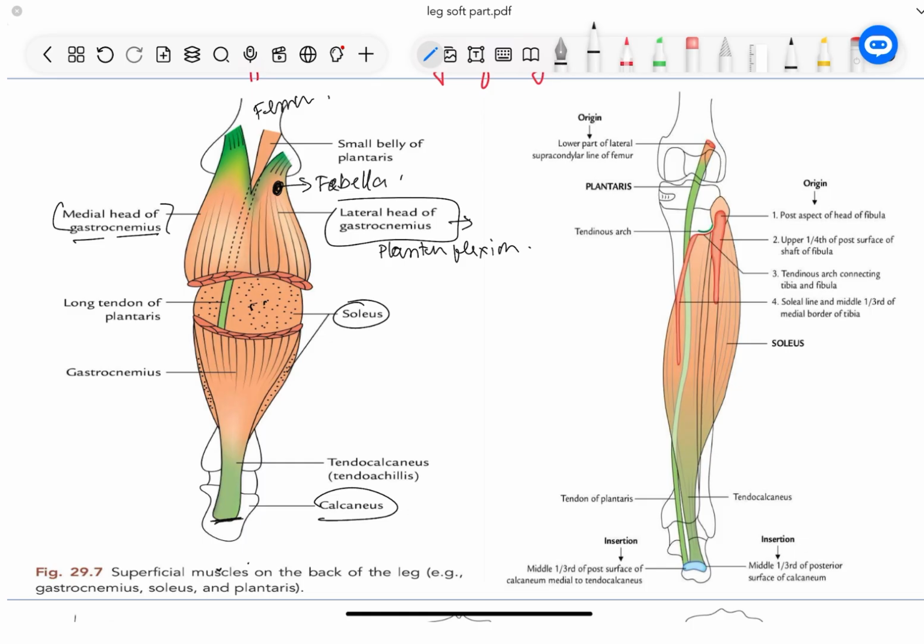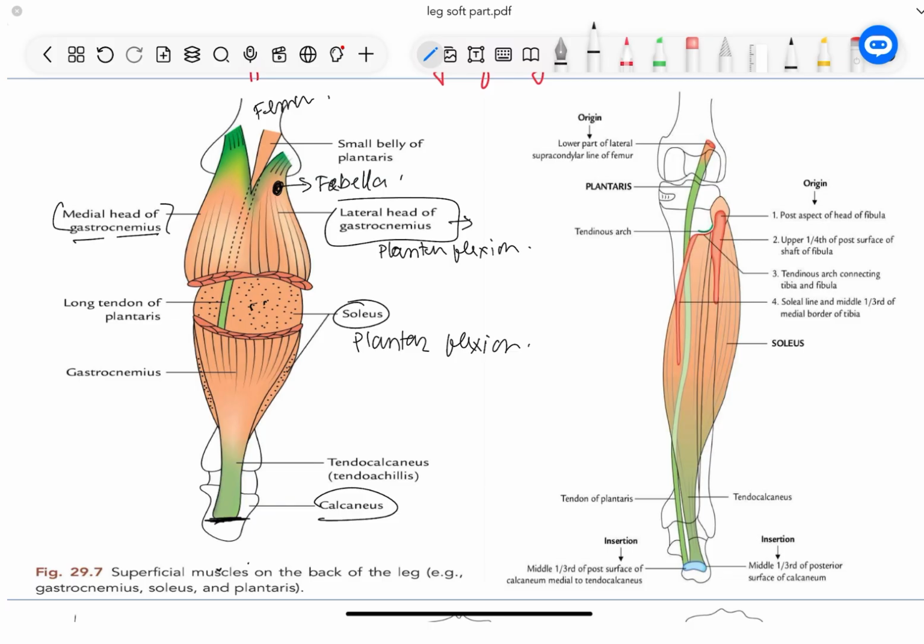Come for the soleus. Soleus arises from the soleal line, we already know, on the tibia posterior surface, and along with the gastrocnemius, it is also inserted into the calcaneum middle part. What is the soleus function? It also helps to do plantar flexion.